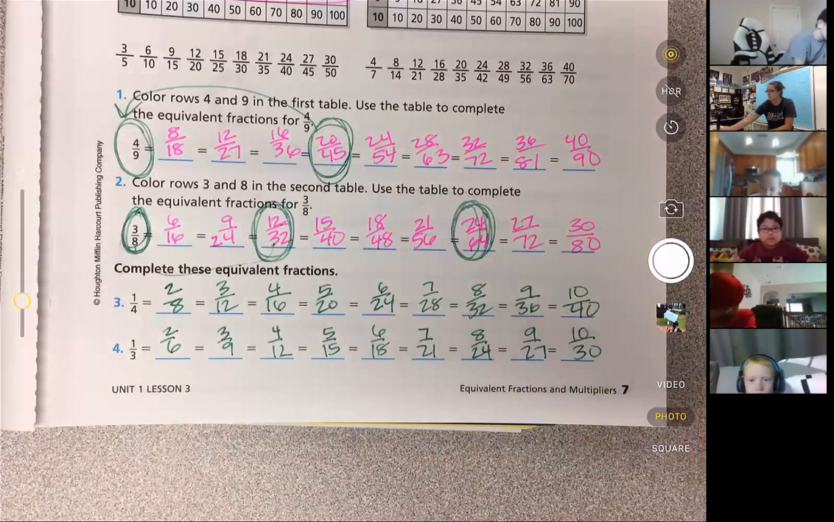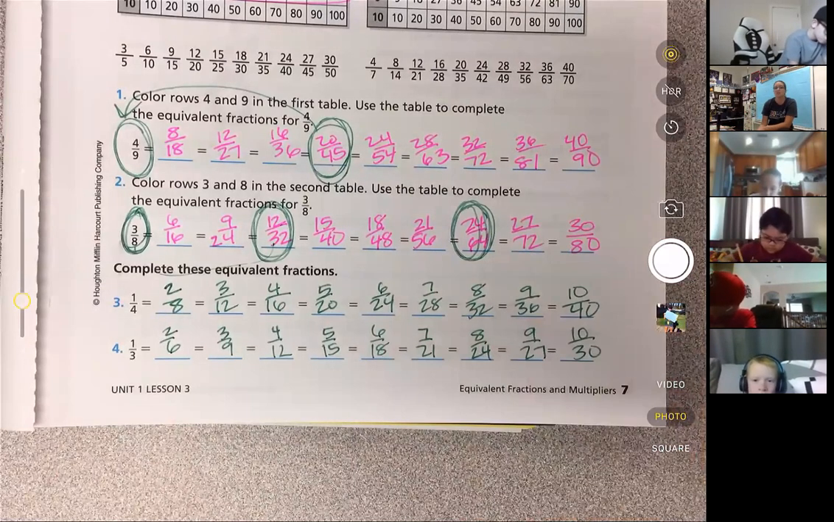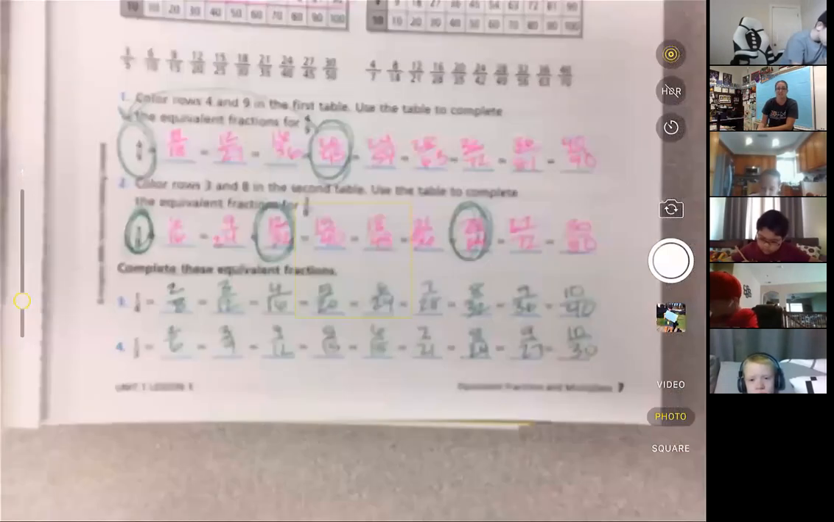You can use the multiplication charts to help you fill these in, or if you find the pattern, you can just follow the pattern. Because when you're making your chain of equivalent fractions, they're gonna follow a pattern.